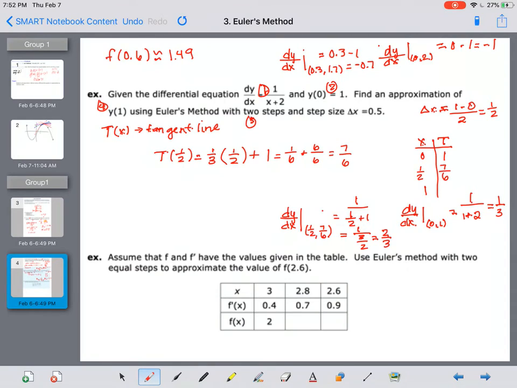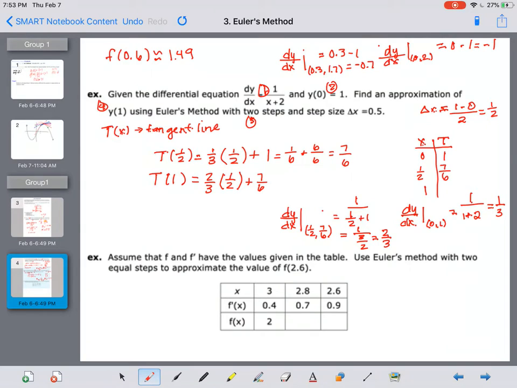Not bad. Okay, so now we're going to use that new slope to estimate t of 1. So we have 2/3 is our slope, our change of x was 1/2. That's consistent. And we get 7/6.